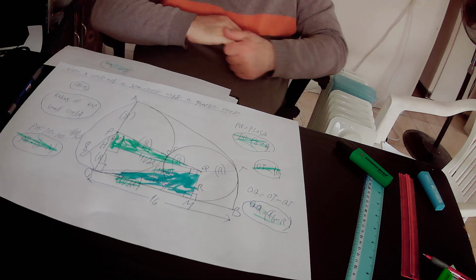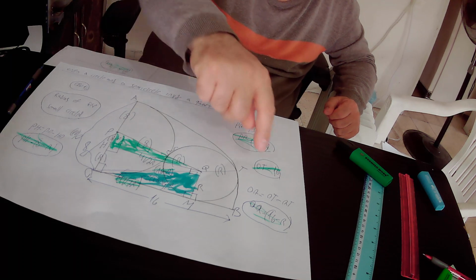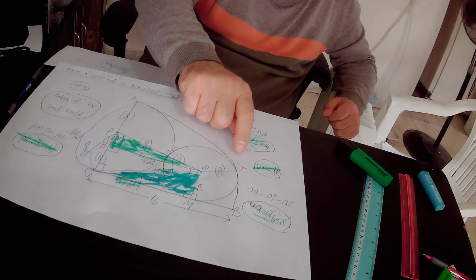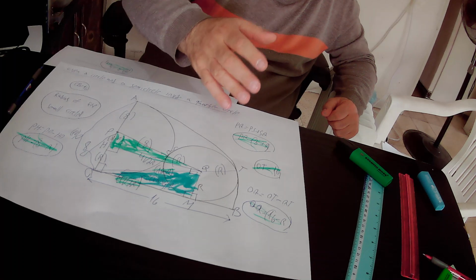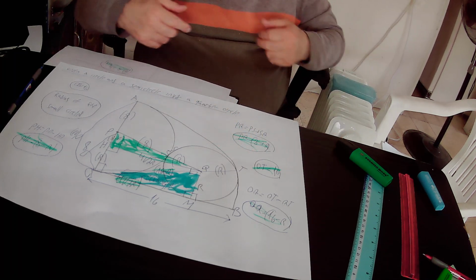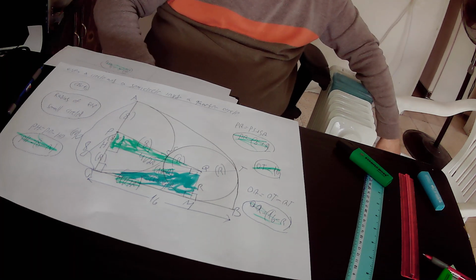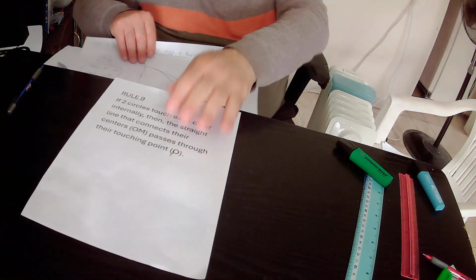So here we have this small circle, and an internal touch with this big quarter circle. That is to say, it touches the big quarter circle here at this point T. So the small circle has an internal touch with this big quarter circle. Whenever we have an internal touch between two circles, we can apply rule 9.